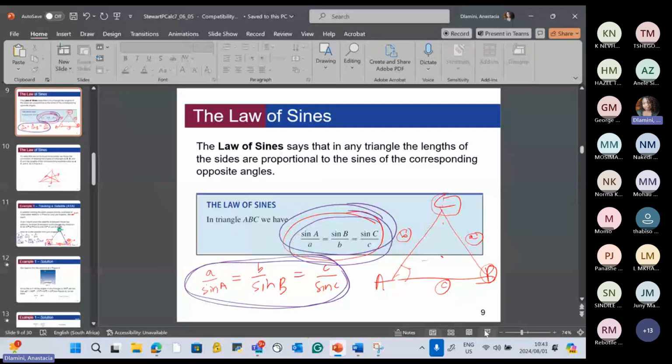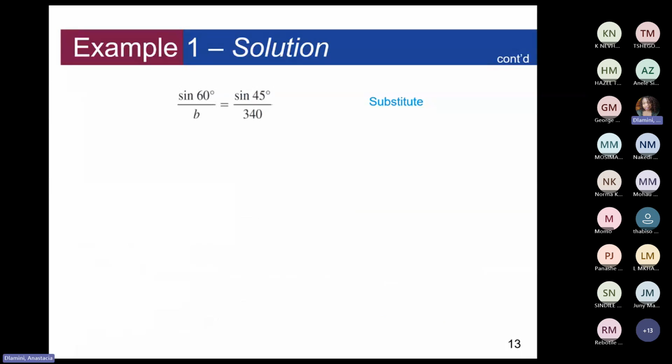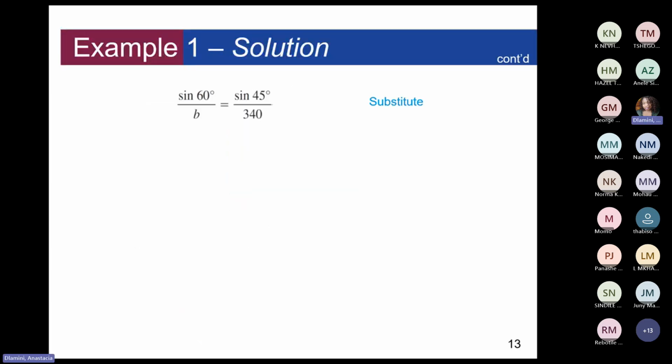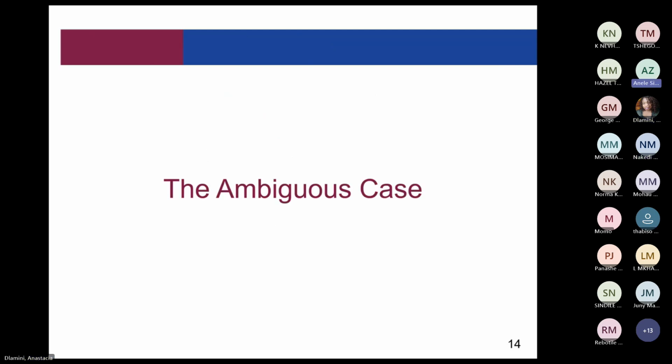Okay, that's what we had. Well done to us. So they used the formula like this, which is still fine. They didn't use b over sine B, c over sine C. Okay, all right. 416. So the distance of the satellite from Los Angeles is approximately 416. Are we happy? Yes, ma'am.